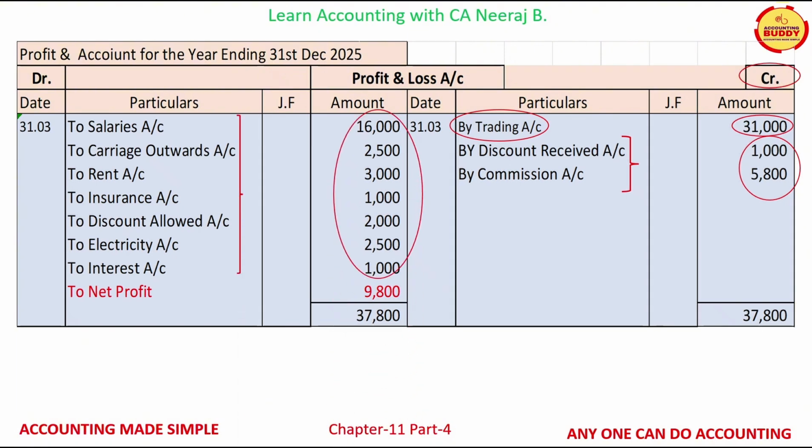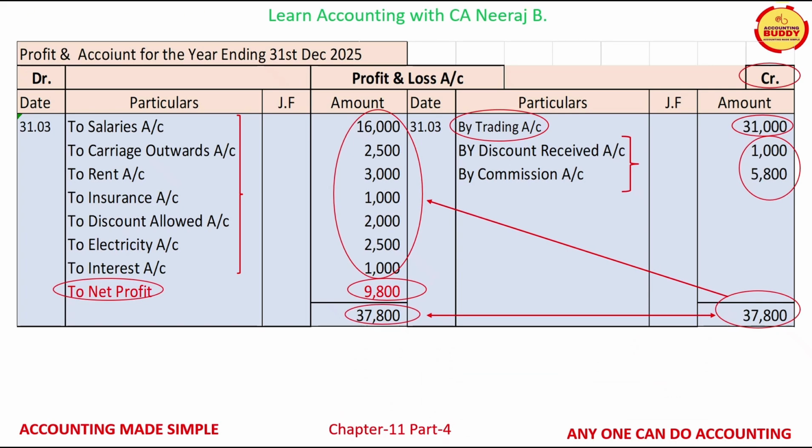Now from the total amount of $37,800 of the credit side, when all the debit side transactions are deducted, we are left with $9,800 being the amount of net profit for the accounting period, and it is written as to net profit on the debit side of the profit and loss account. The total of the debit side also becomes $37,800 and thus the account is balanced.